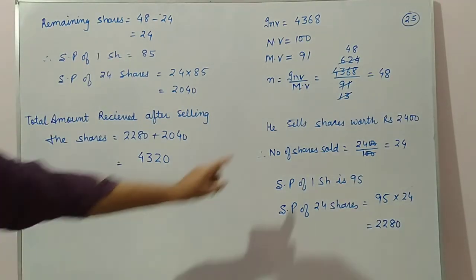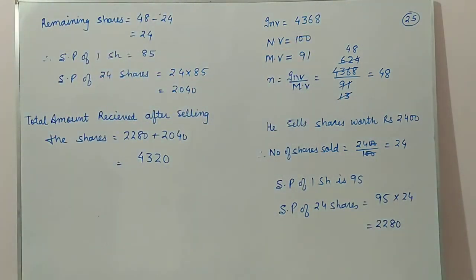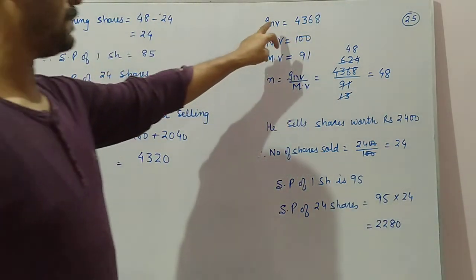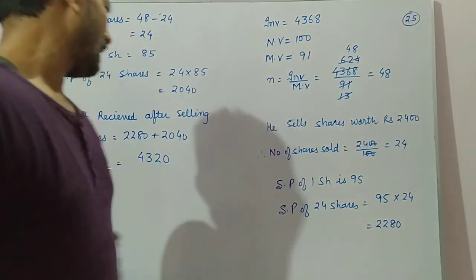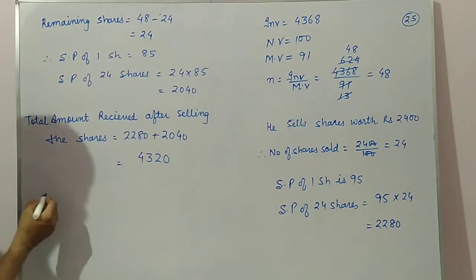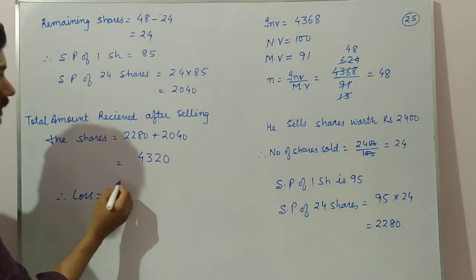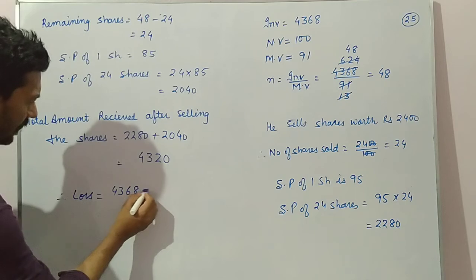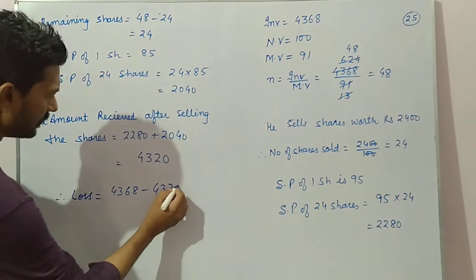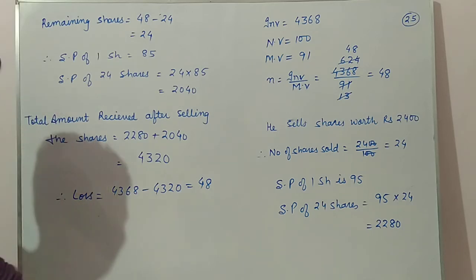Okay. Now here, how much has he invested? 4368. And after selling the shares, he is getting 4320. So therefore, there will be what? Loss. Loss, that is 4368 minus 4320 equal to 48 rupees loss.